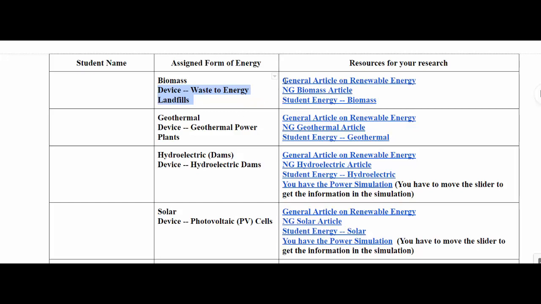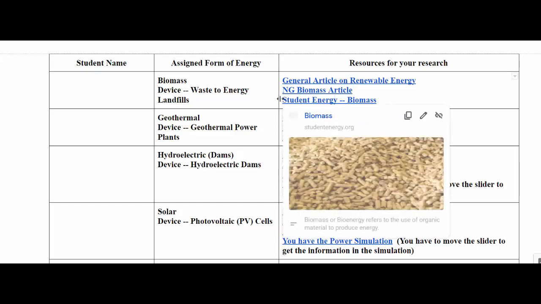And then on the far right column here, there are at least 3 resources you guys can use. The first one is just a Newsela article that was developed by National Geographic. The second one is a specific article that talks about just your form of energy. And then the last one, the student energy one, is going to be one that has writing and a video for you guys to use.